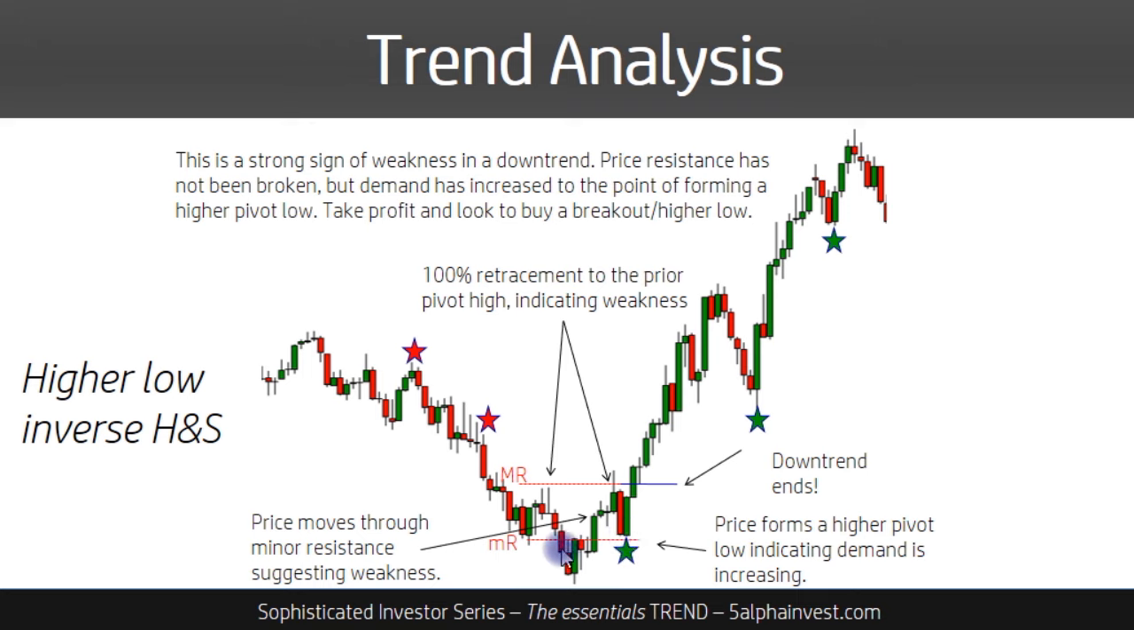So our first indication that the trend was in trouble was minor resistance. The most recent pivot low has been violated. Price moves up to that, and then price forms an equal high with the most recent pivot high. So this is our indication that supply, the sellers, have lost control, demand is picking up, and the buyers begin to take control here by creating this greater than 100% retracement.